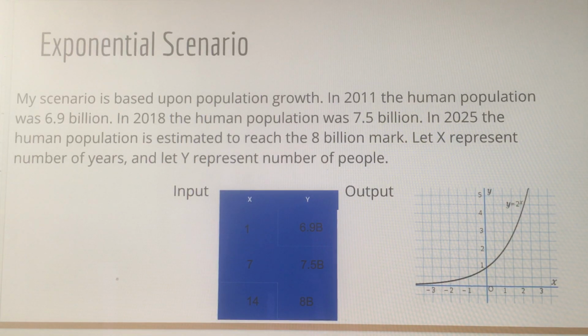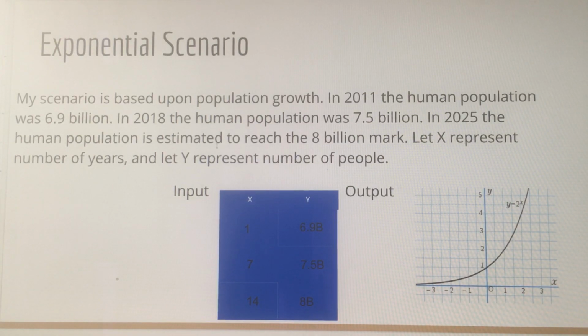In 2011, the human population was 6.9 billion. In 2018, the human population was 7.5 billion. In 2025, the human population is estimated to reach the 8 billion mark. Let X represent number of years and let Y represent number of people.